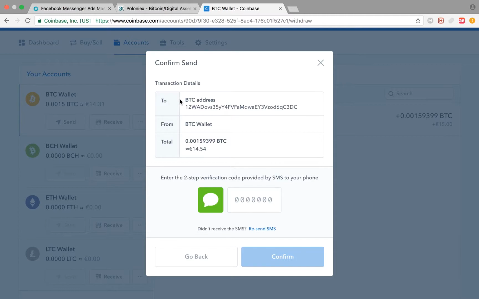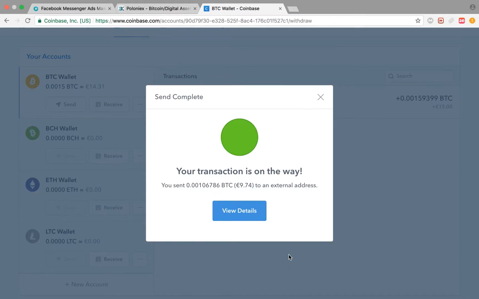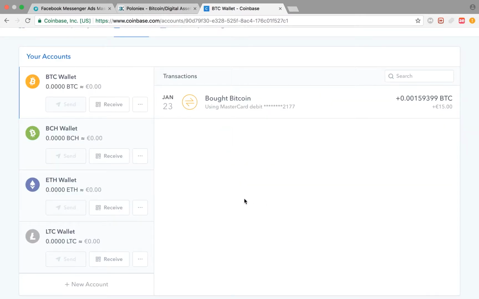It says again, to a BTC address, this one right here from BTC wallet. So now we're going to type in the number that they sent to our phone, and then afterwards we should be able to transfer this money directly to Poloniex. So let's click on confirm, and let's see, all right, it worked. Your transaction has been sent. So we now actually sent Bitcoin to Poloniex.